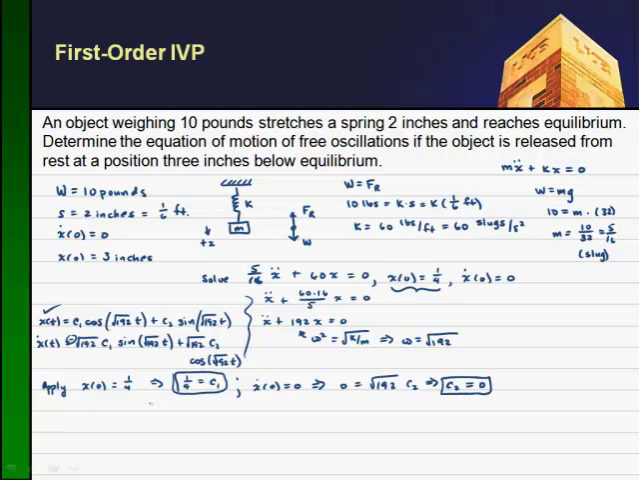So I'm pretty much done now. I'll just write my equation of motion: x of t equals c1 cosine root 192 t plus c2 sine, but c2 is 0 and c1 is 1/4. I get x of t equals 1/4 cosine root 192 t.